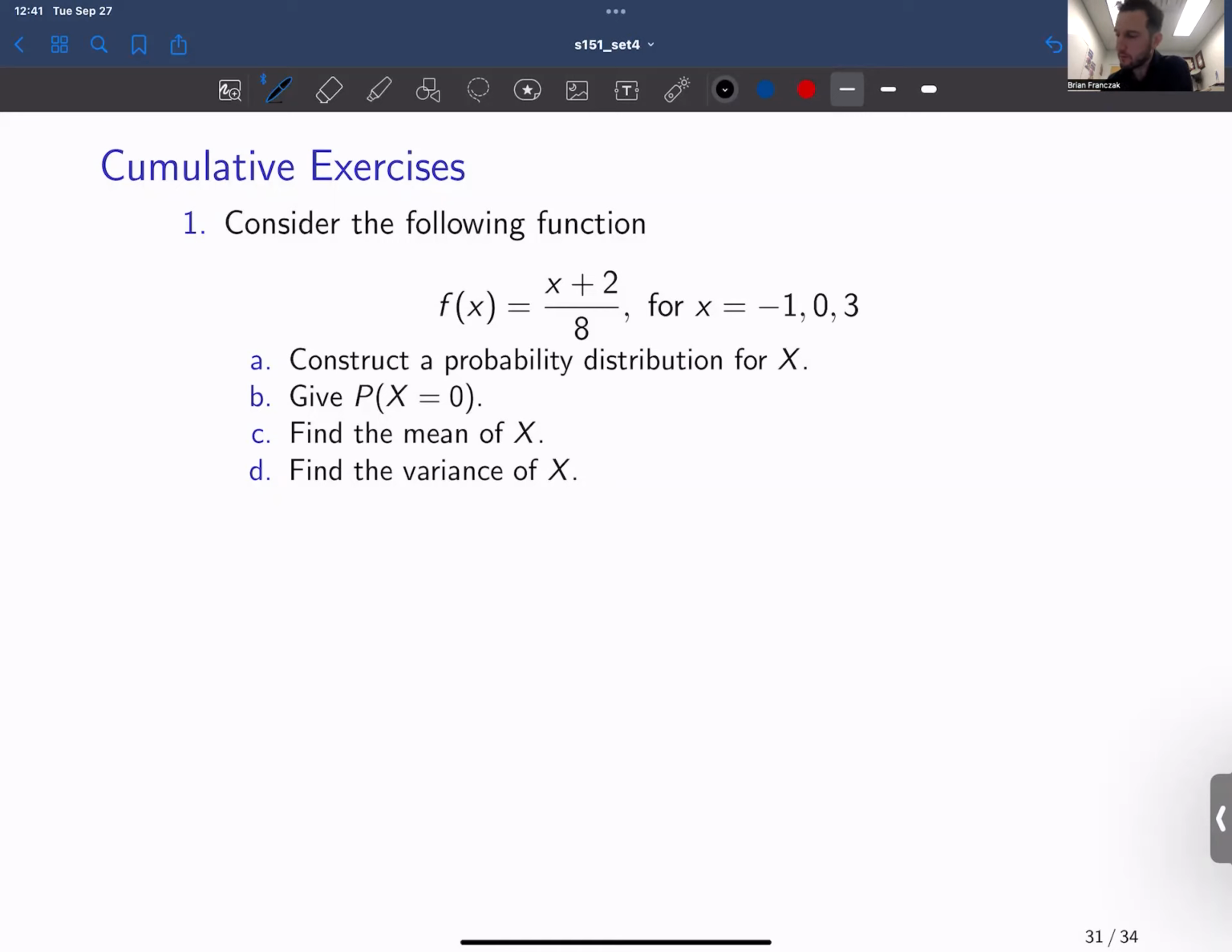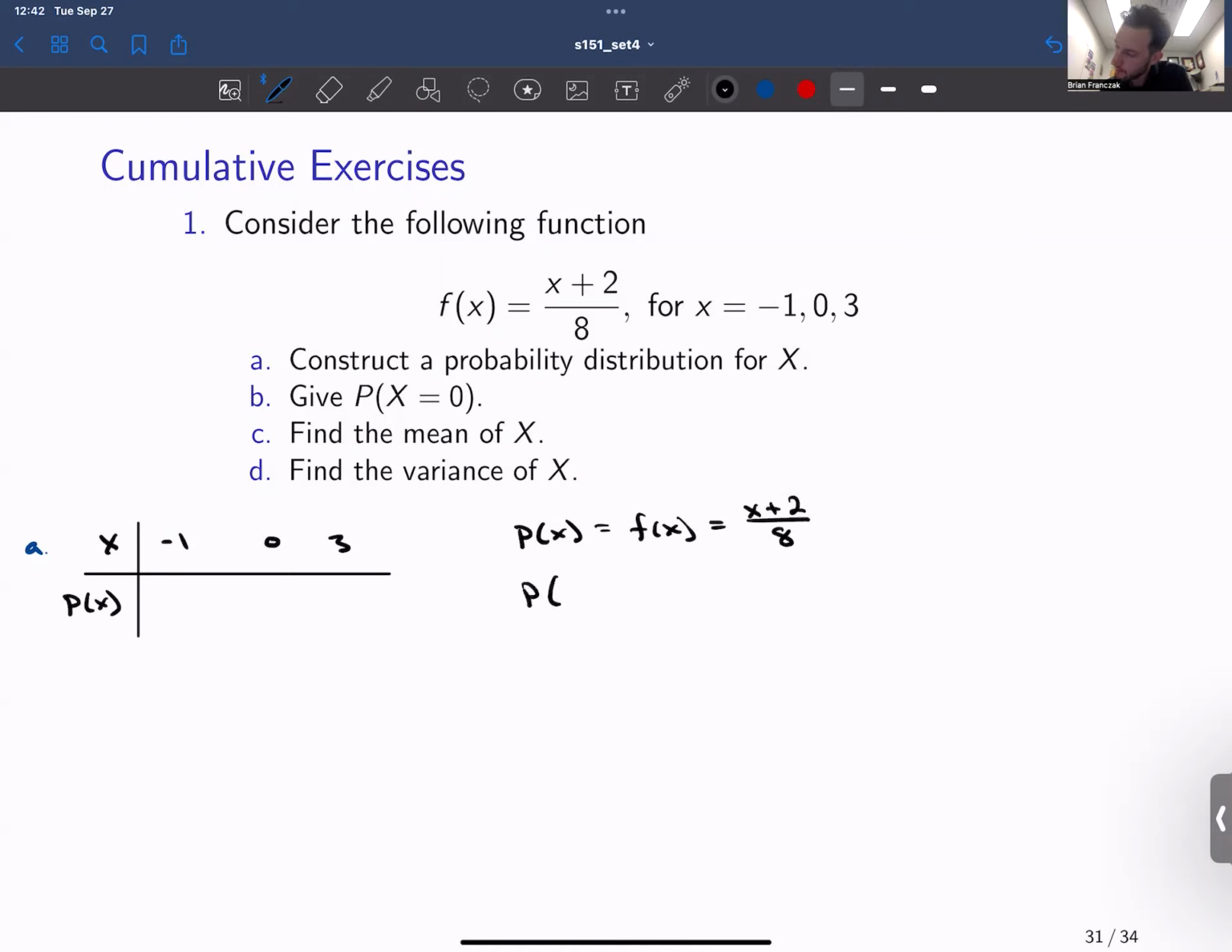and you are likely to require for assignments and tests. So in this illustration, we have: consider the following function, f of x is equal to x plus 2 over 8 for x equals negative 1, 0, 3. Construct a probability distribution for x. Okay, so x is going to be able to take on values negative 1, 0, and 3. And now what we need is the probability associated with each of those outcomes. So f of x is actually a function that allows us to generate a probability. So we're just going to plug into this.